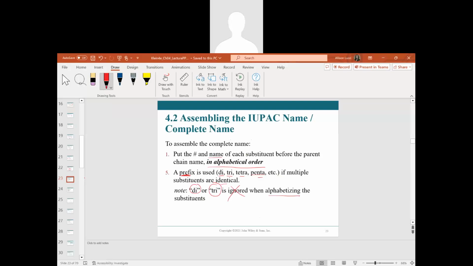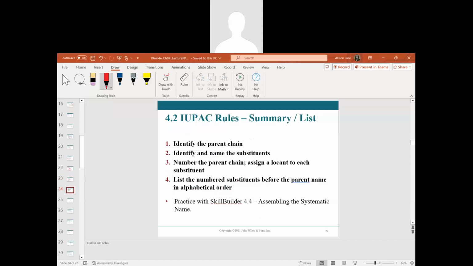So if you have dibromo versus dimethyl, you would put the bromo first, right? We just ignore the di or the tri. But in rare cases that you do have tetra and penta, you would keep those to alphabetize. But more likely, you're going to ignore the di and the tri. So again, this is our summary list. So we have ID the parent, name your substituents, assign a locant in step 3, and then put everything in front of our parent at the end. So that's our summary of the rules.